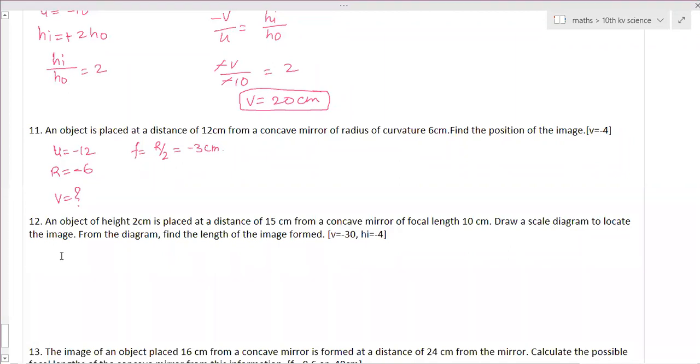Rohit B, next. Here the question is asked to draw a scale diagram to locate the image. Scale diagram means you have to reduce these distances and draw exactly with those values on the plane of paper. Focal length is 10 centimeter, object distance is 15 centimeter, height is 2 centimeter.